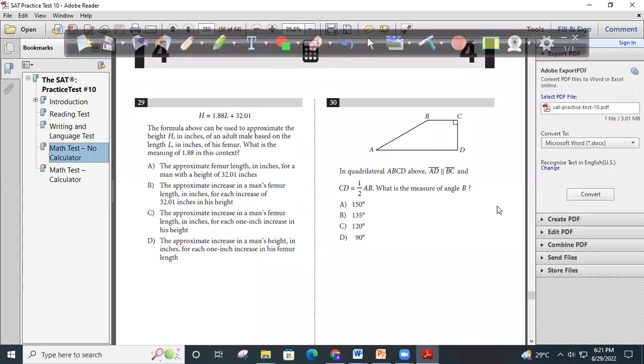Good, very good. See, if I am the student, how am I going to solve this question? What they had given, H is equal to 1.88L plus 32.01. So please do relate this to y is equal to mx plus c. Very good. Excellent.